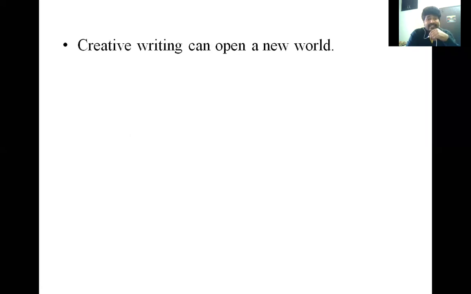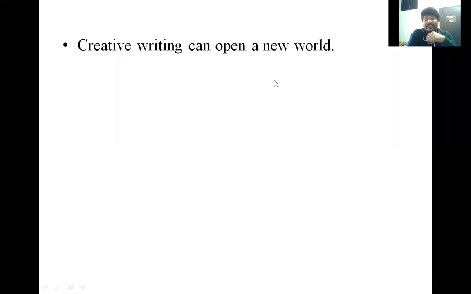And creative writing is also like an opening to a new world. Just now I told you that if we start writing an essay, or maybe a paragraph, on an academic basis, it would be easy for you to write.